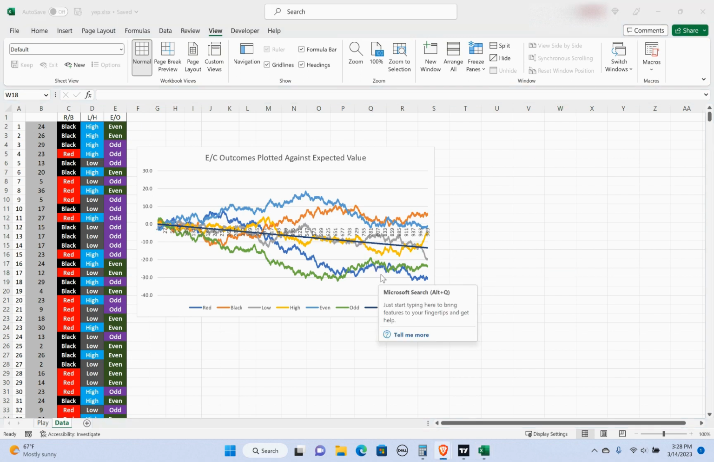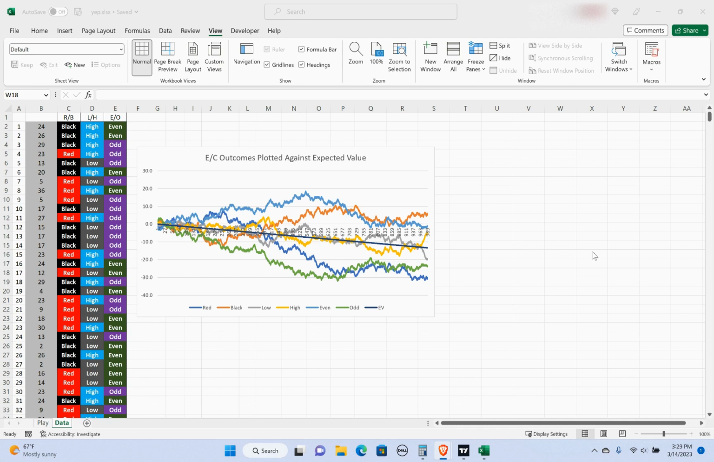But generally, in the short term, you'll have a few, as you can see here, high and low, pretty much ride the expected value the whole way down. But then in the short run, you're going to have a couple that are outperforming and a few that are underperforming. In this case, you can see even and black overperformed the expected value, and odd and red underperformed.